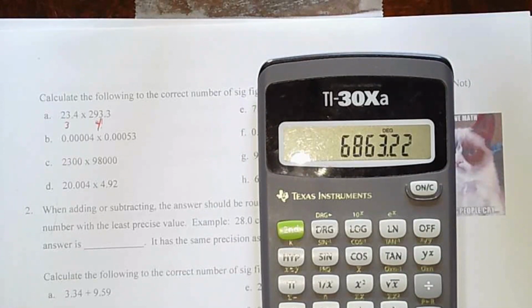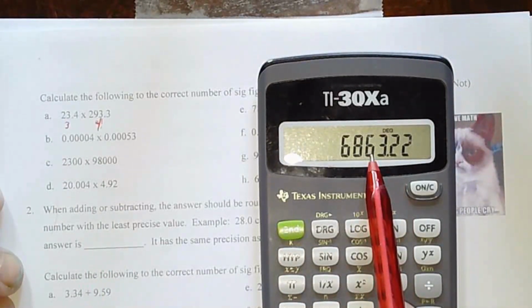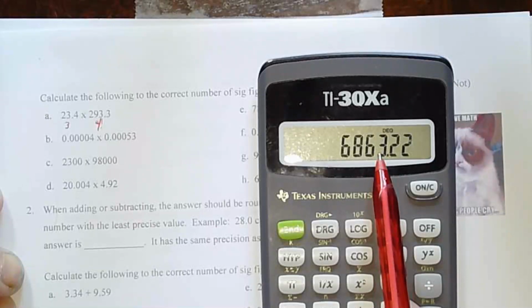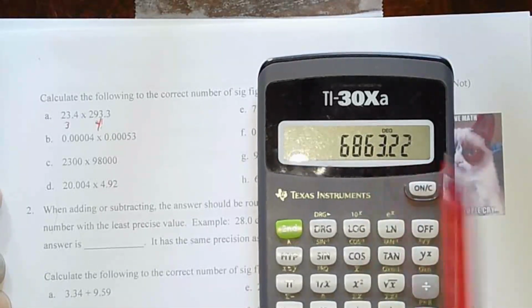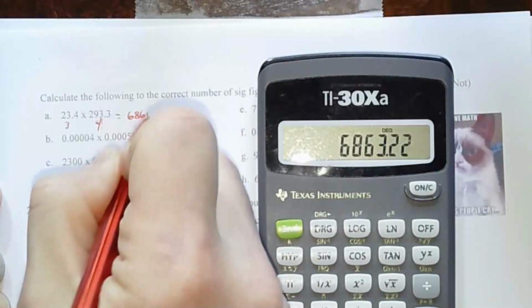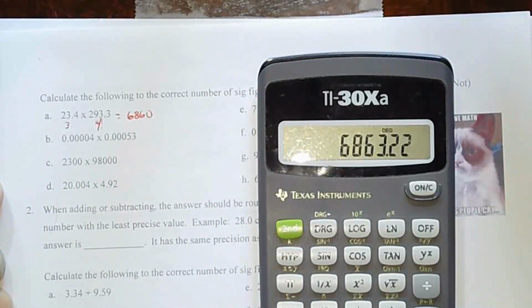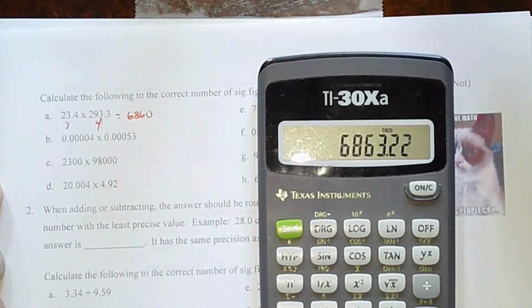Turn that light off for less glare. So we're going to round to the nearest 10. We look at the value behind it. It's a 3, which is less than 5, so we just round down or truncate. That means this answer would be reported as 6860. As written, this 0 here is not significant.